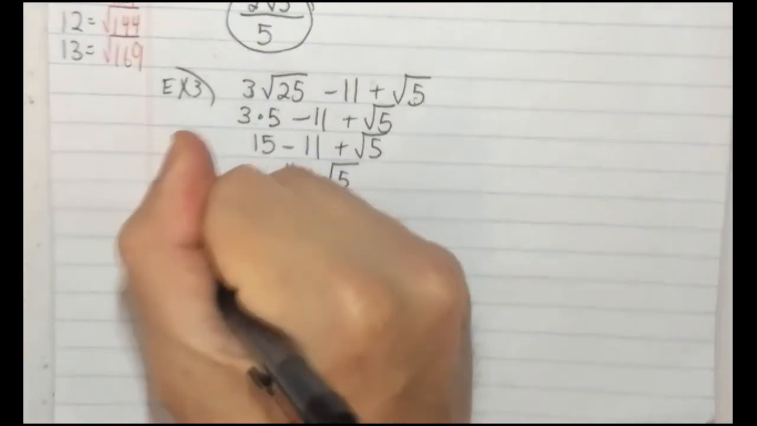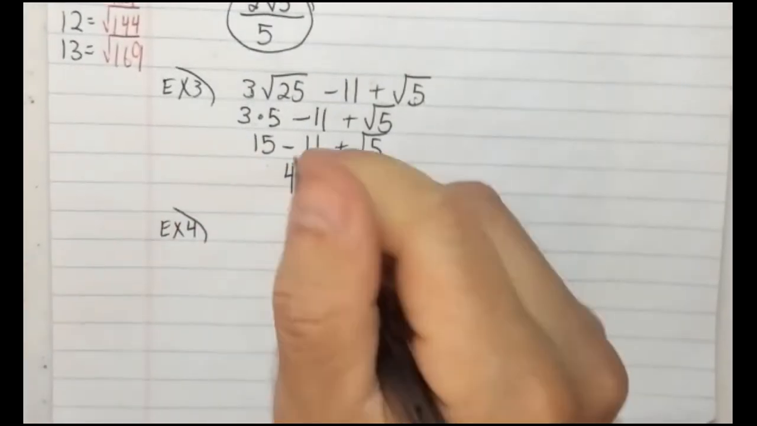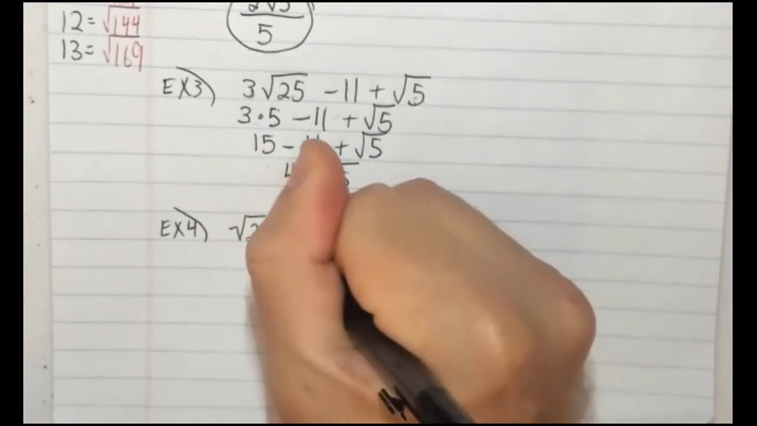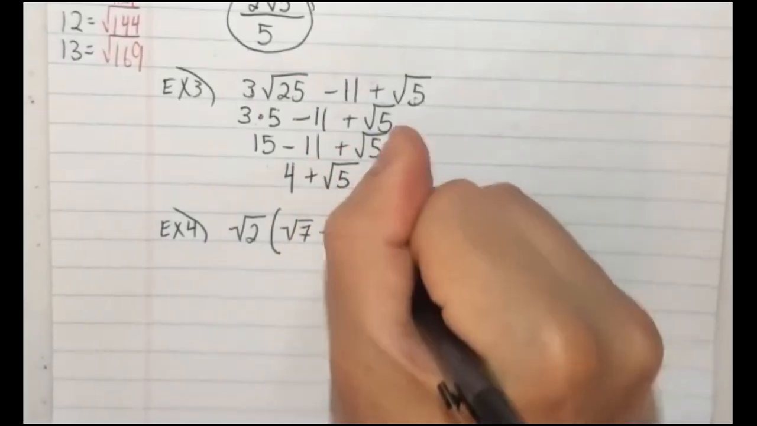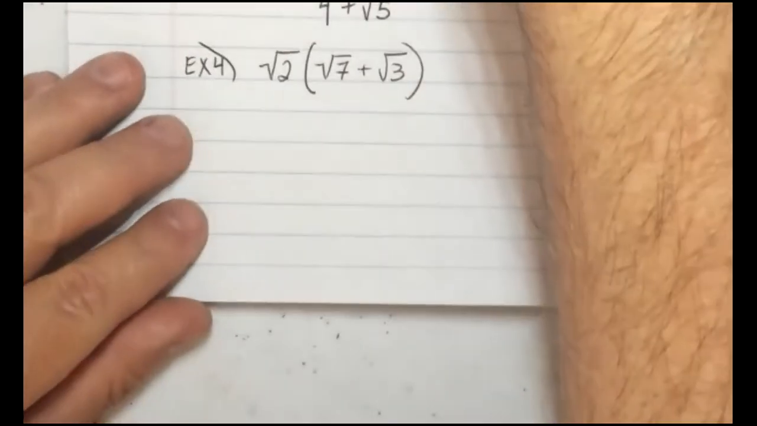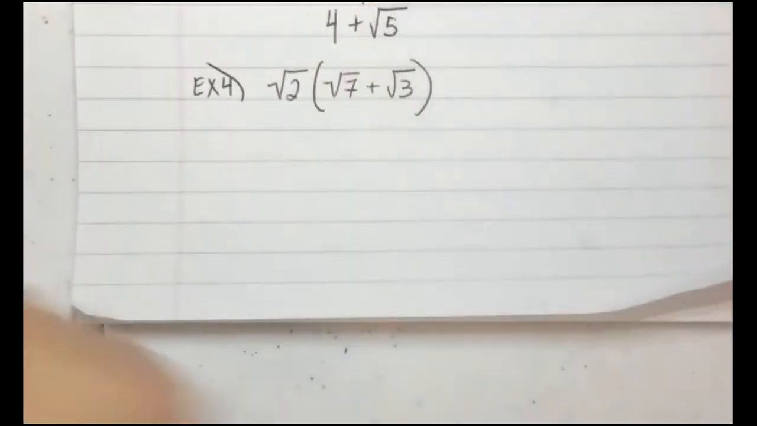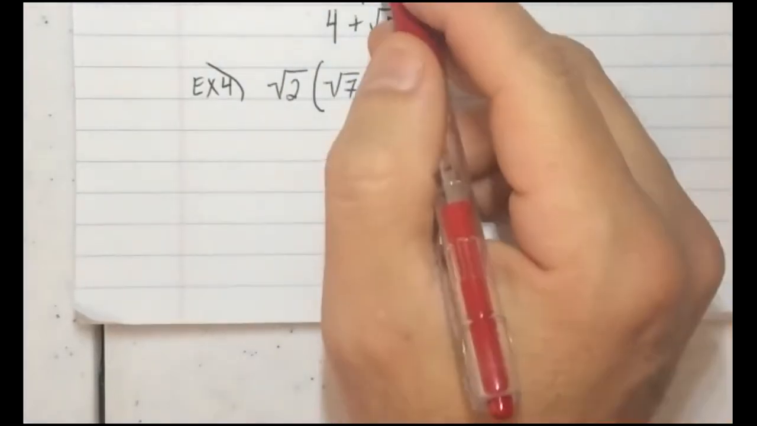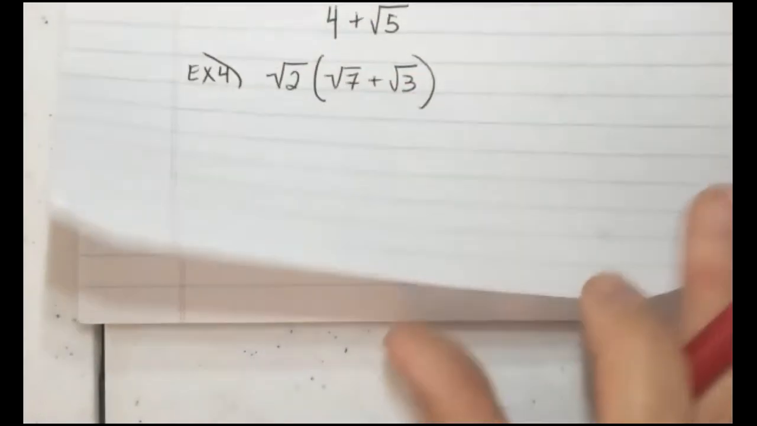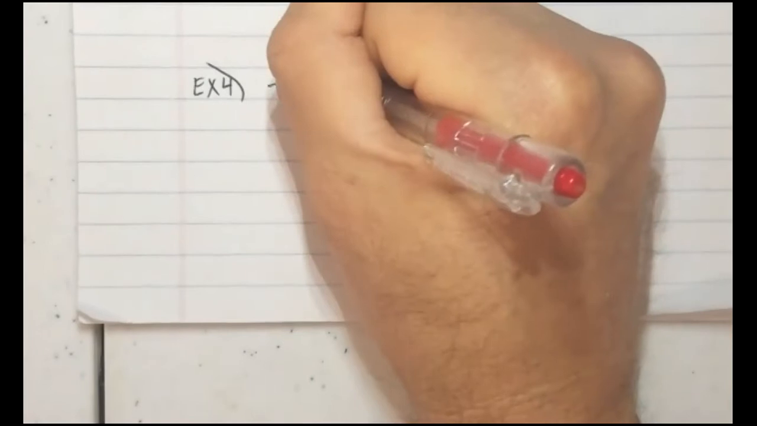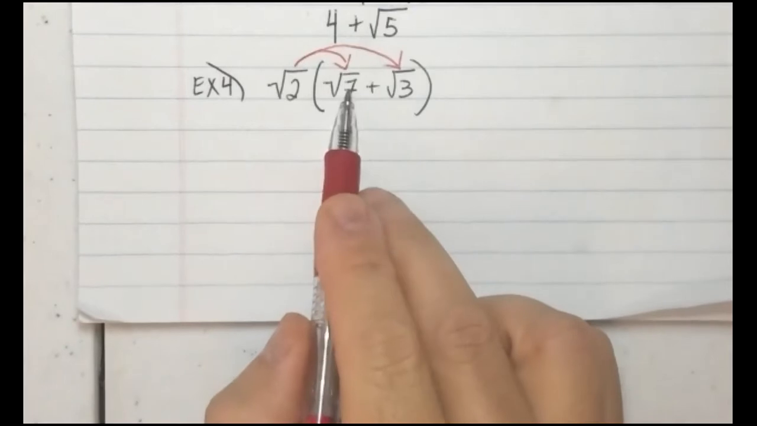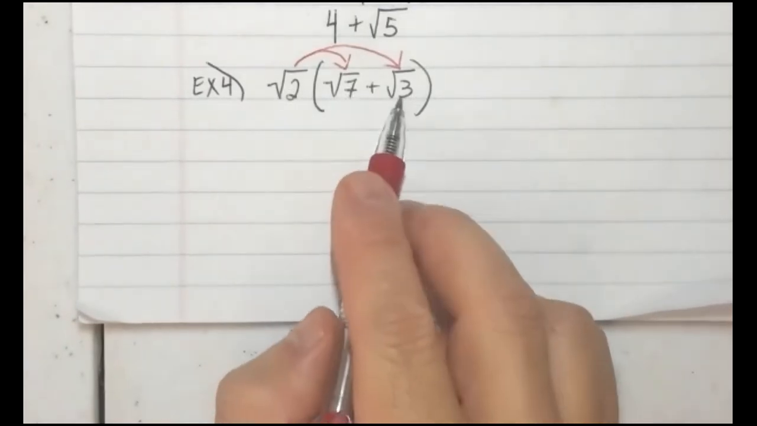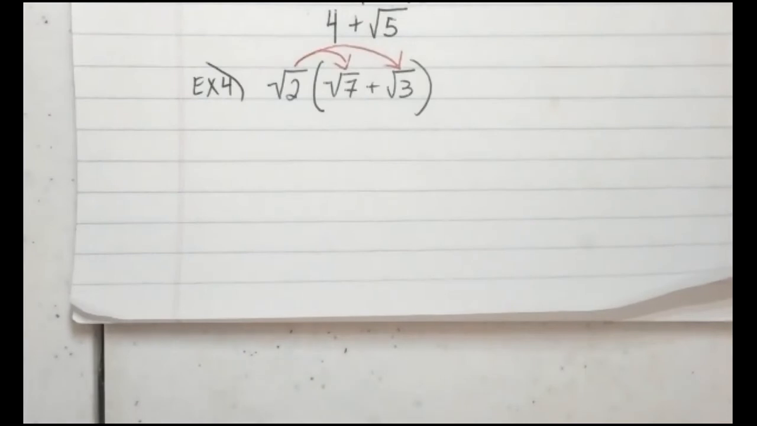All right, so let's go into some multiplication problems. So this kind of takes us back to monomial times a binomial. And what are you supposed to do when you see something like that? Well, you have to distribute. So I have to take that radical 2, multiply it by radical 7, then take the radical 2, multiply it by radical 3. And then I would look to see, is there any way I could simplify anything?